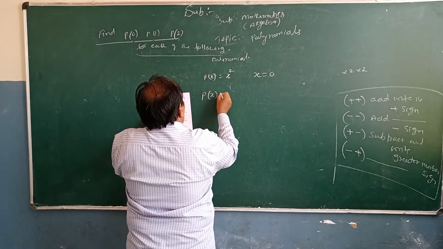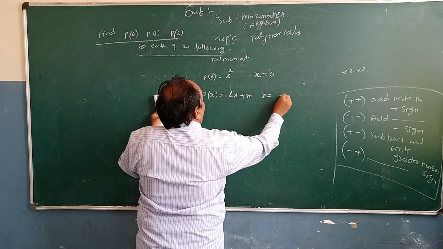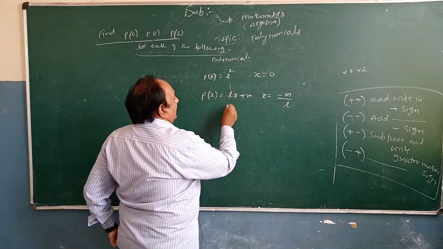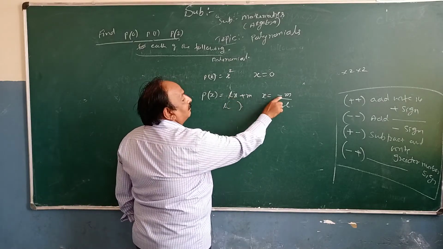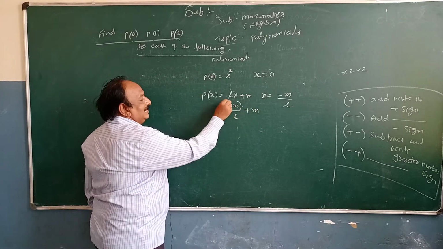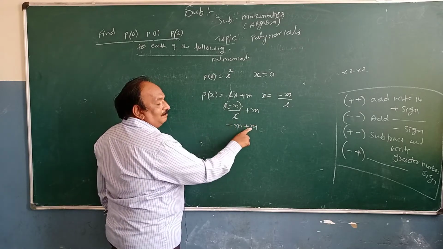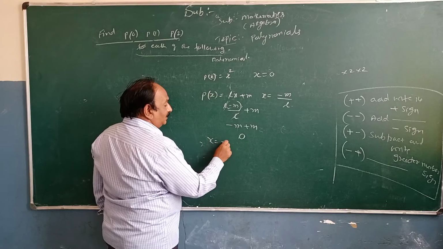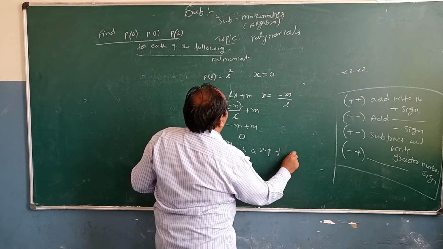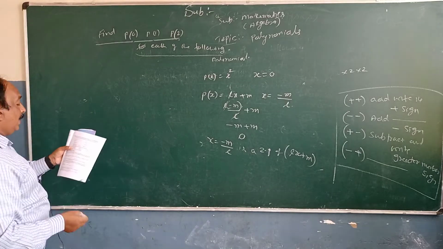So this is very important. P of x is equal to Lx plus m. X is equal to minus m divided by L. So L, what is x? Minus m divided by L, plus m. L and L cancel. What do you get here? Minus m plus m. Plus m minus m becomes 0. Therefore, x is equal to minus m by L is a zero of the polynomial Lx plus m.